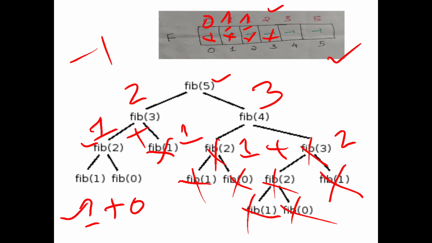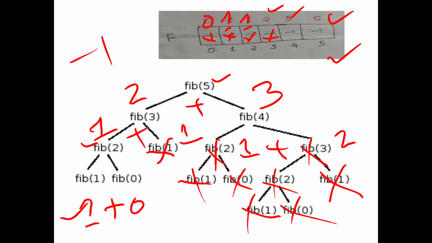Then next is fifth of 4: 2 plus 1, 3. So we get 3 given here. Then the last, fifth value: 2 plus 3, 2 plus 3, then 5. So this is the memoization method.